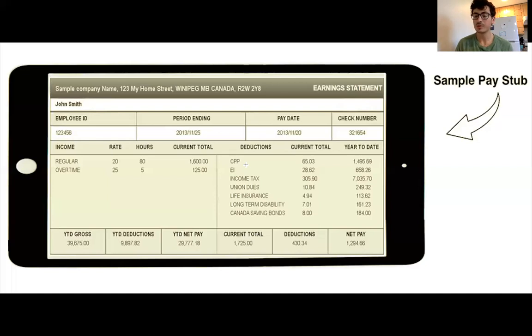So the CPP will take 5.25%. Currently, in your textbook, you have a different value. I think it's like 4.7%, but currently it's 5.25% of your income. So here, 5.25% of 1,725 is going to be $65. This is how much you are going to have to pay for this paycheck, and then year to date is how much you paid in total. So all this money goes to your CPP, and it's something that you're going to get back when you retire.